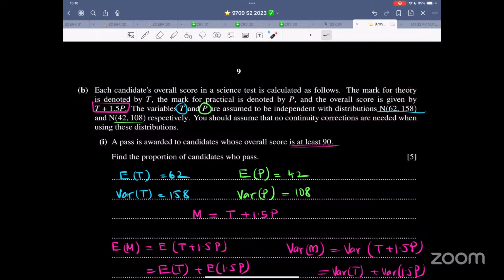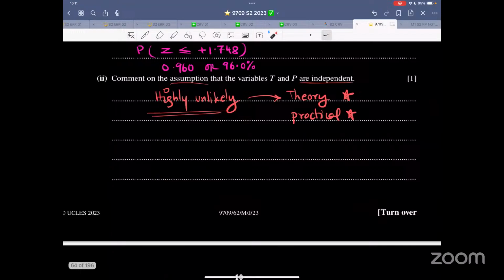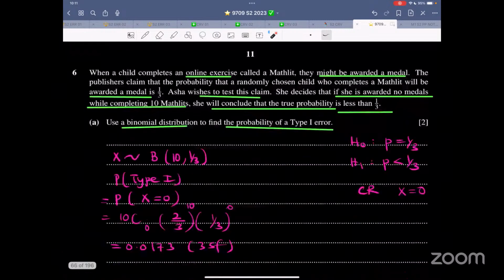P is the mark for practical. Do you think they are independent? I don't think so. If someone is a good student and he's studying a particular subject, then theory and practical cannot be independent. Very, very unlikely. So now question number 6.